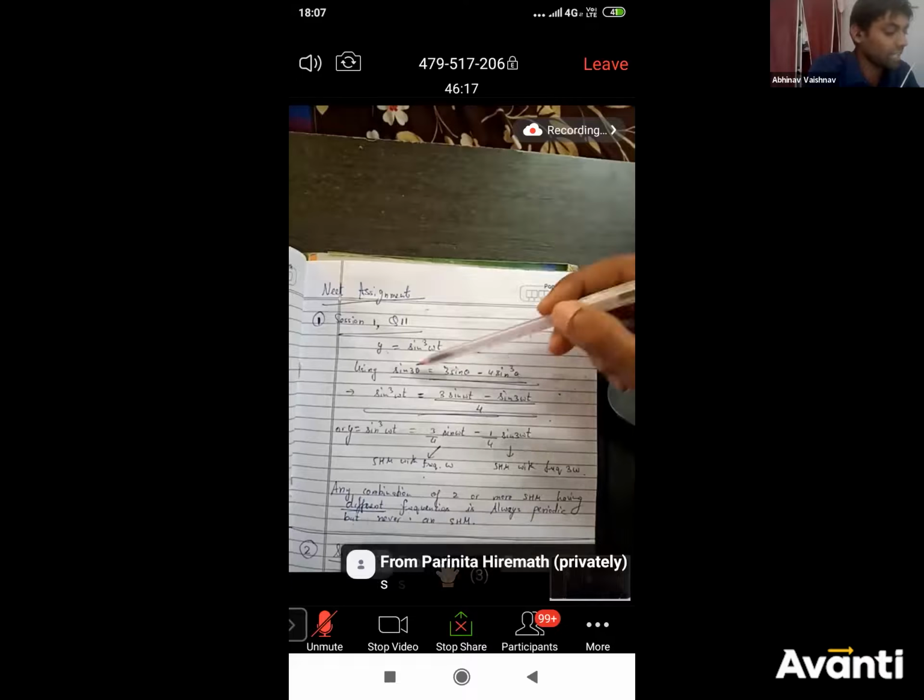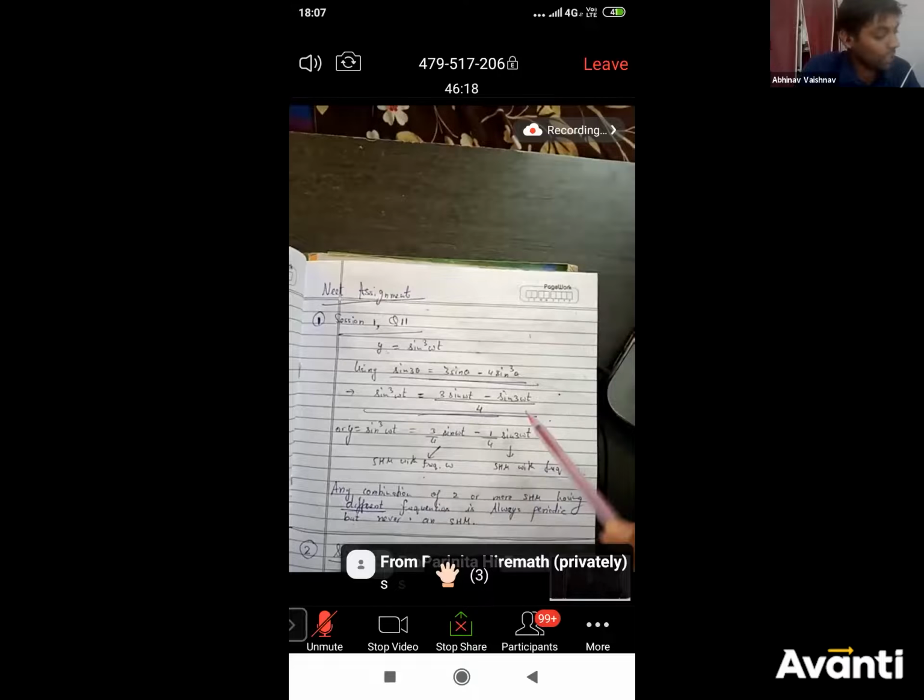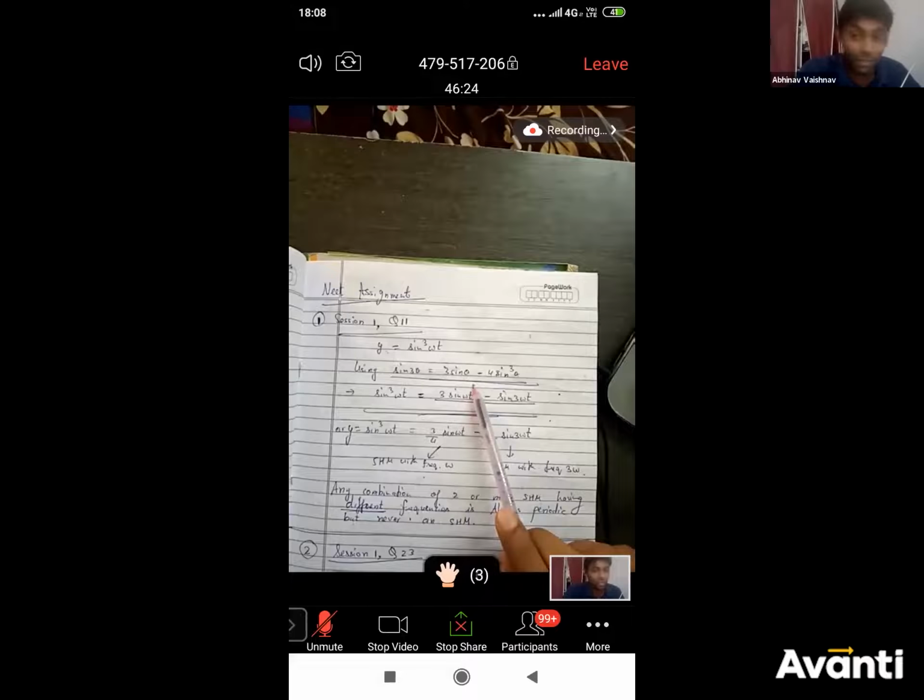So using this, what can we write? Sine cube omega t, what can we write it as? Bringing it here, theta is omega t, so this becomes 3 sine omega t minus sine 3 omega t, divided by 4. And now our function y becomes 3/4 sine omega t minus 1/4 sine 3 omega t. All right. Now will this be SHM or not?